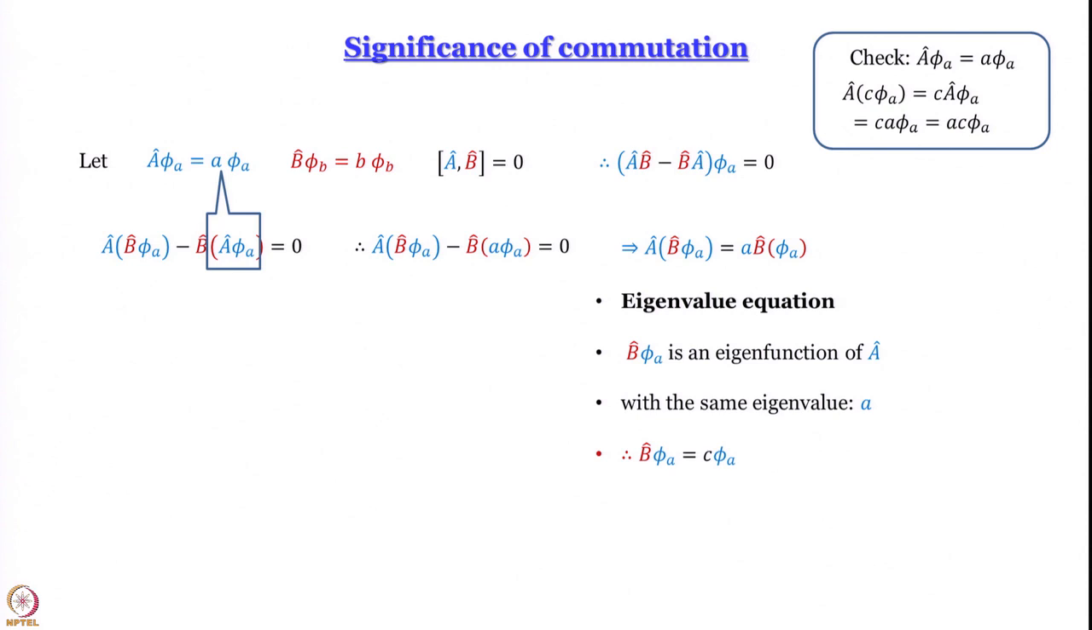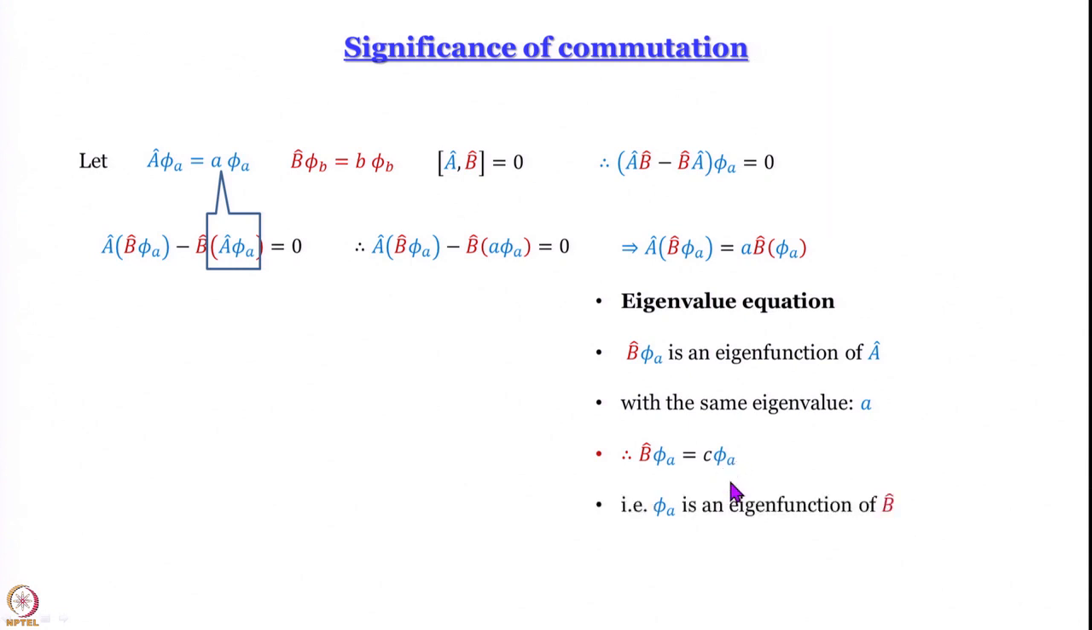The problem with quantum mechanics is that sometimes we lose our way while we meander through so much mathematical manipulation. I hope we have not lost our way now. Your advantage is that you can always go back and replay the video. But what I hope you can see easily is that B phi A is equal to C phi A. This is again an eigenvalue equation.